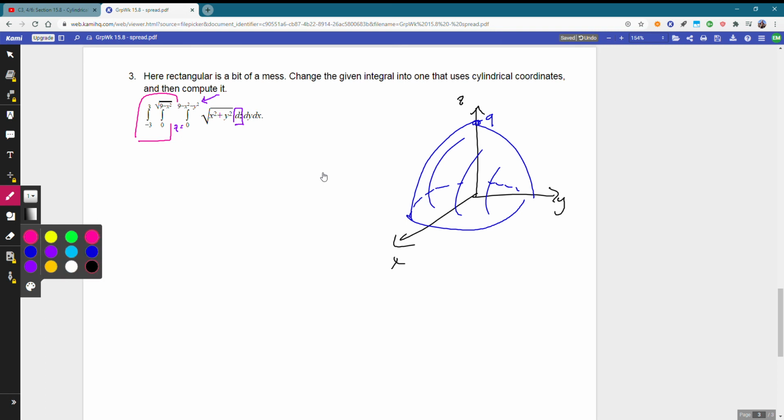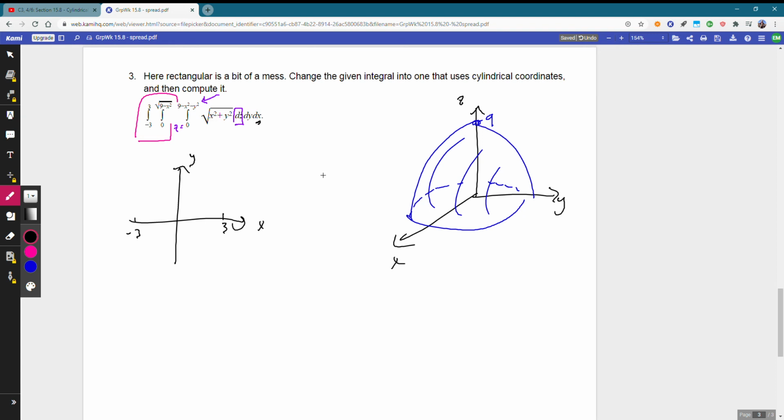So from this, we can get a sense of the shadow in the xy plane. Looks like for x's from -3 to 3, we're moving y from 0 up to root 9 minus x squared. And this root 9 minus x squared should stand out to us as the top half of a circle of radius 3.